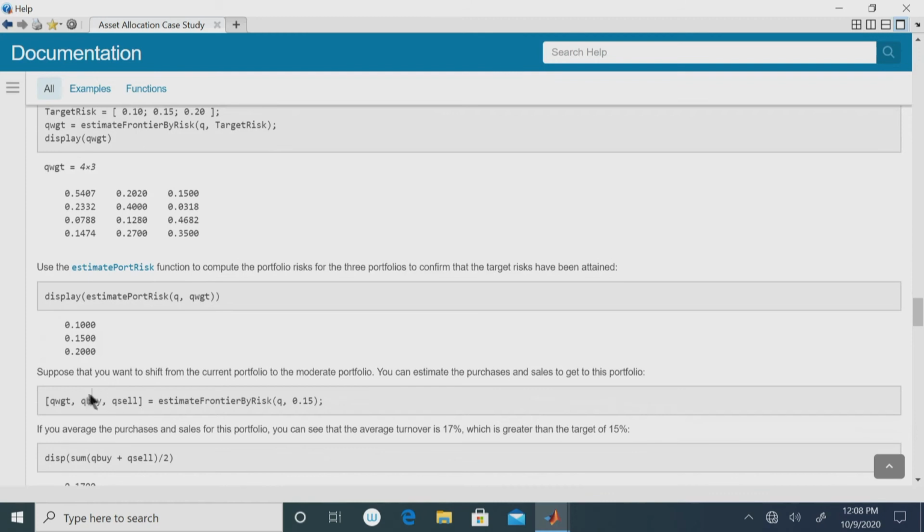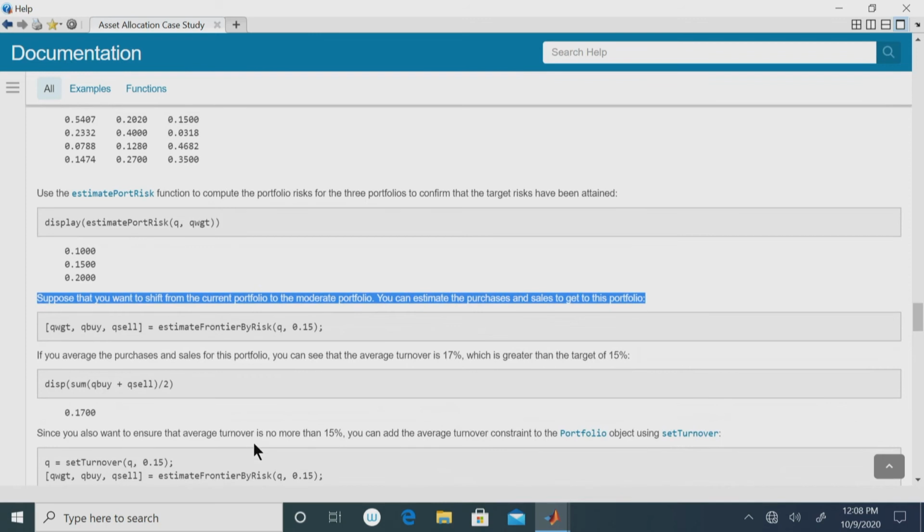Okay, so now the next question is: once you have all these things set up, what do you do? We have talked about the efficient frontier and a specified return or a target amount of risk. What you want to do is shift from the current portfolio to a moderate portfolio. This means we are now bringing into the picture the amount of money, the buying and selling of assets, that is, the reshuffling of the portfolio to get a better result.